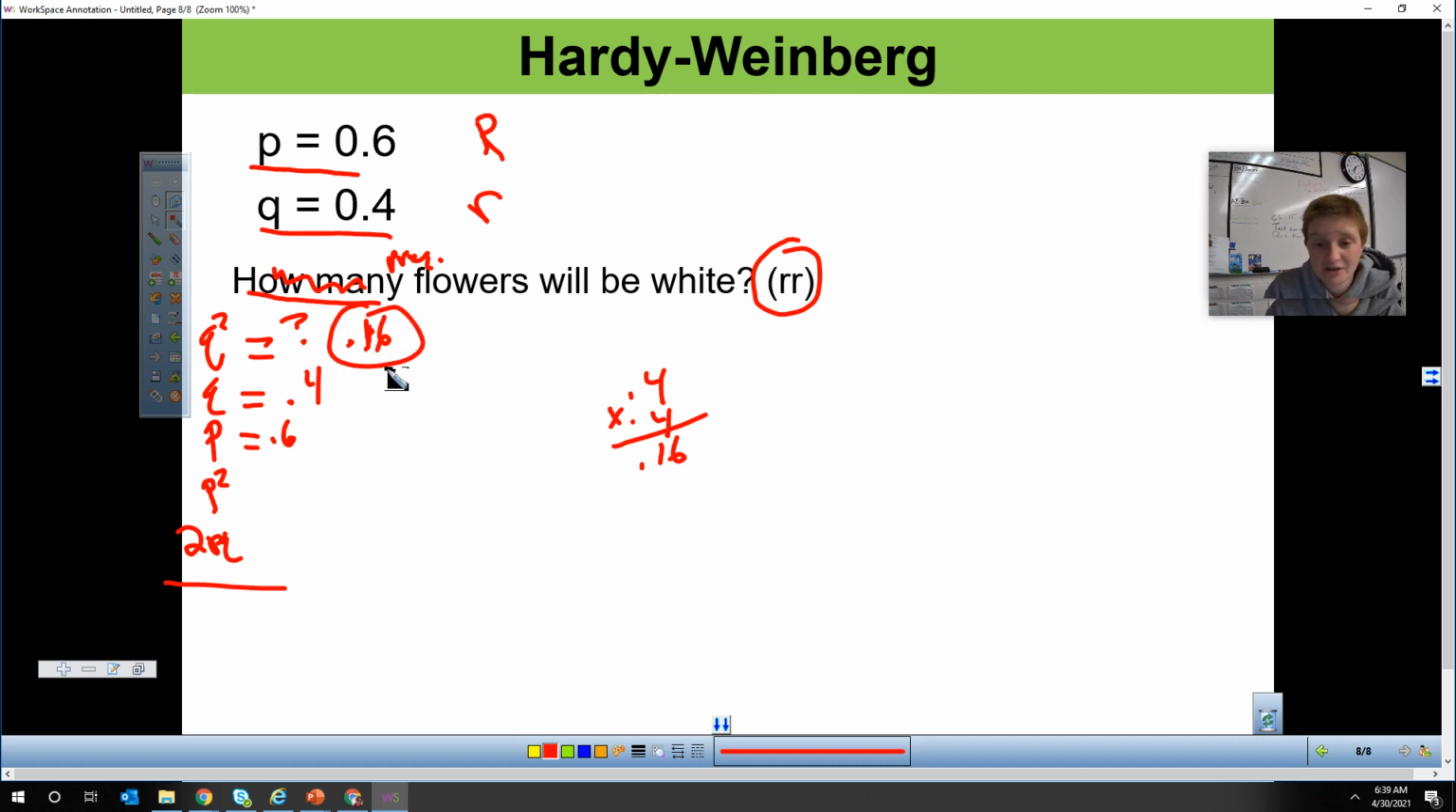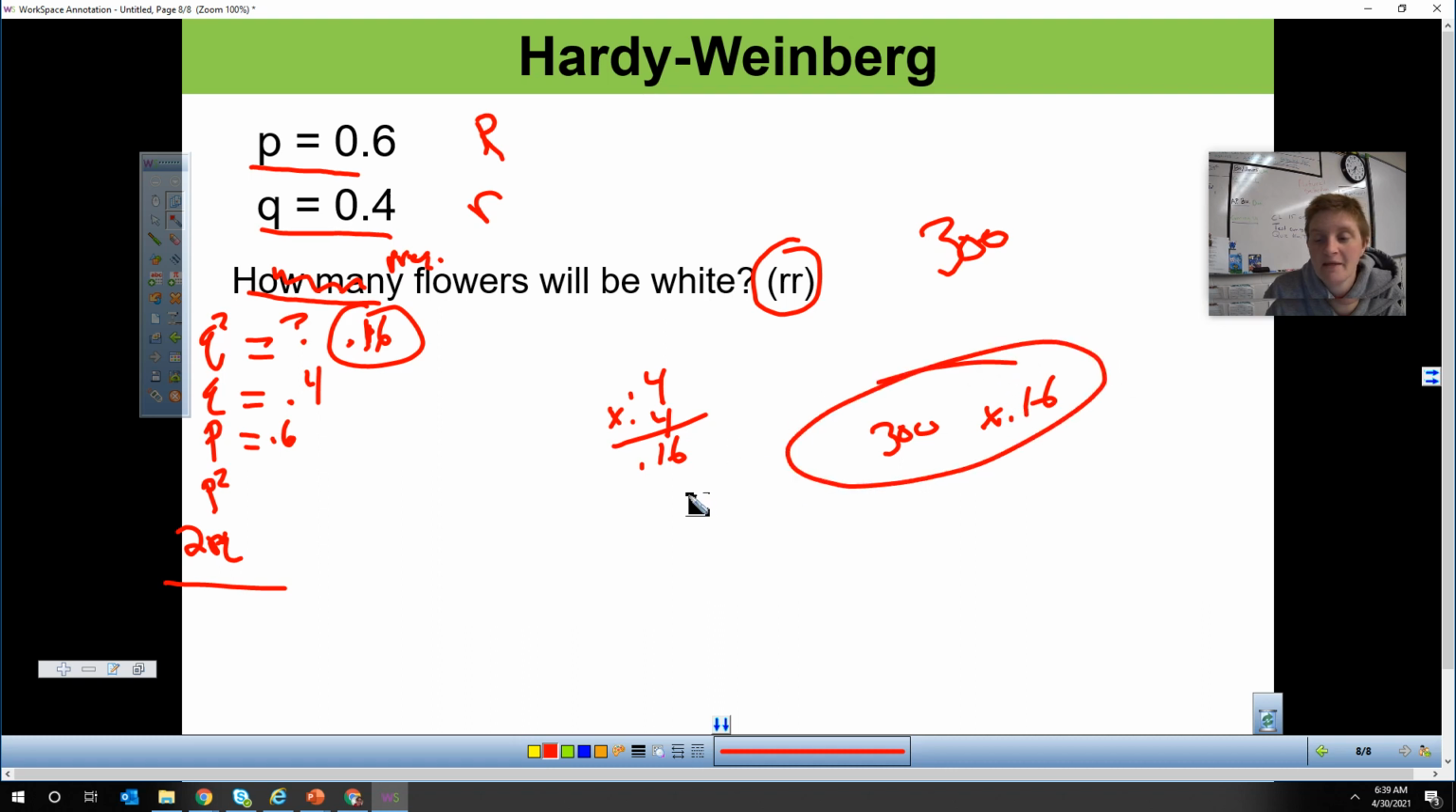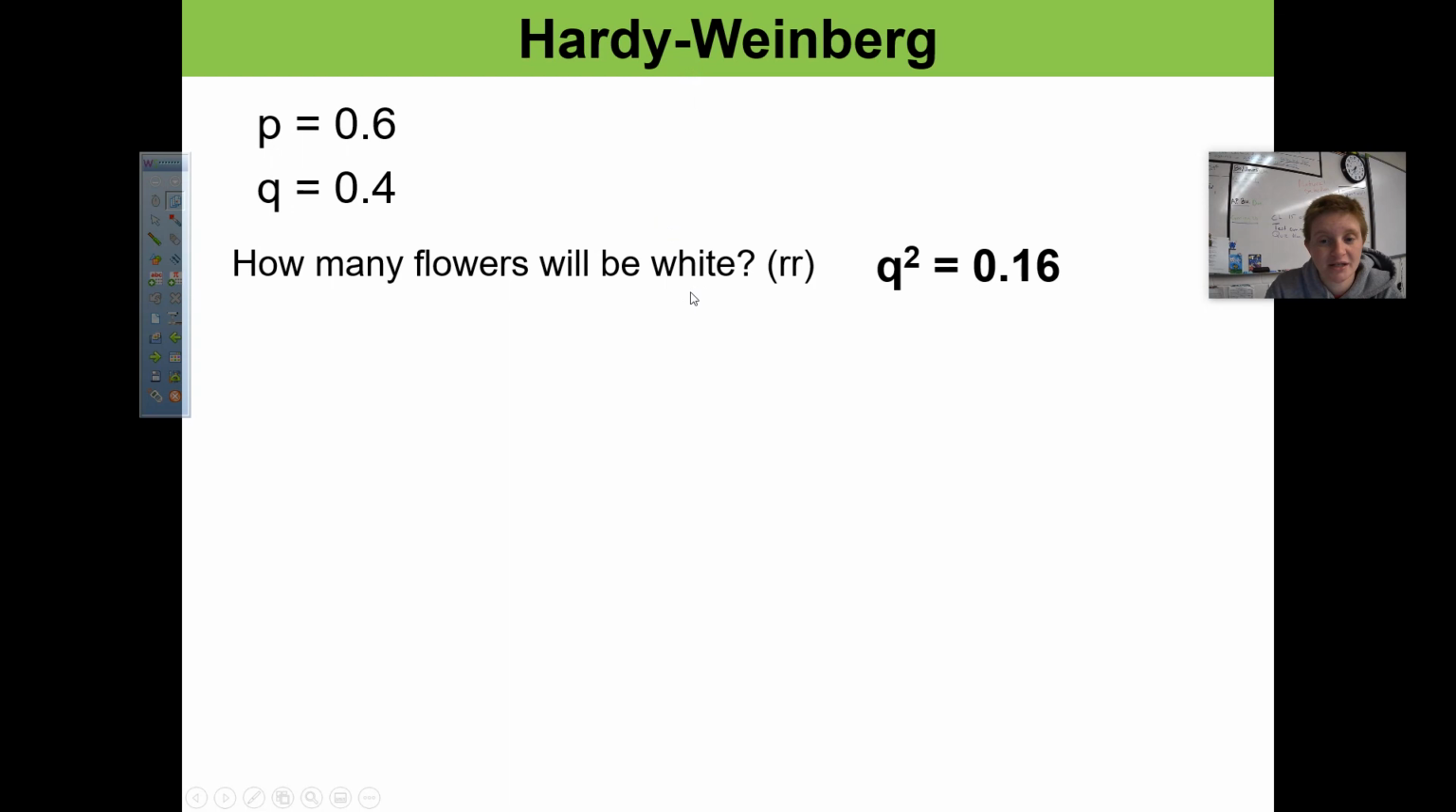And I mean, that answers the question. You could figure out the rest, but that answers the question. So if I say, okay, in a population of 300 flowers, how many flowers would be white? Well, all you got to do is go 300 times 0.16, and that would tell you how many flowers would be white. So that's a pretty powerful equation.